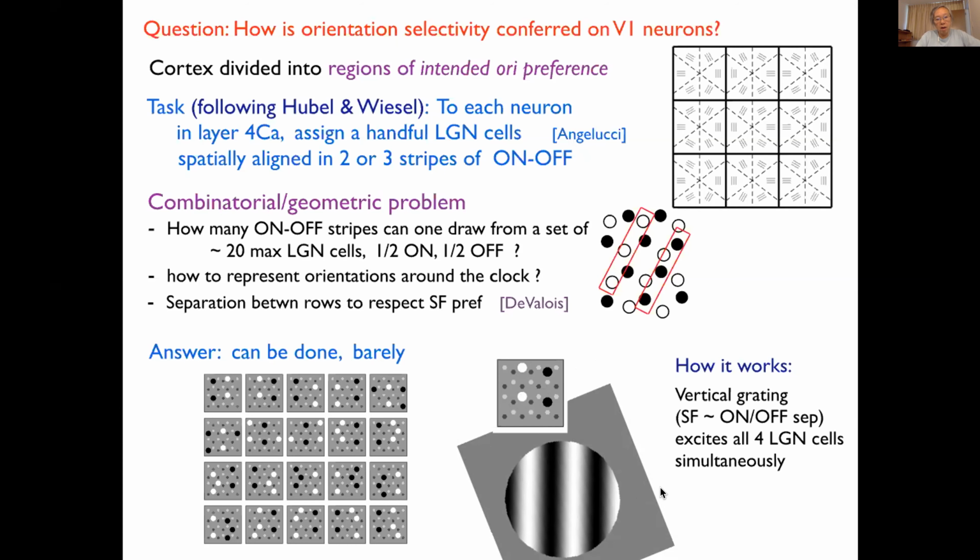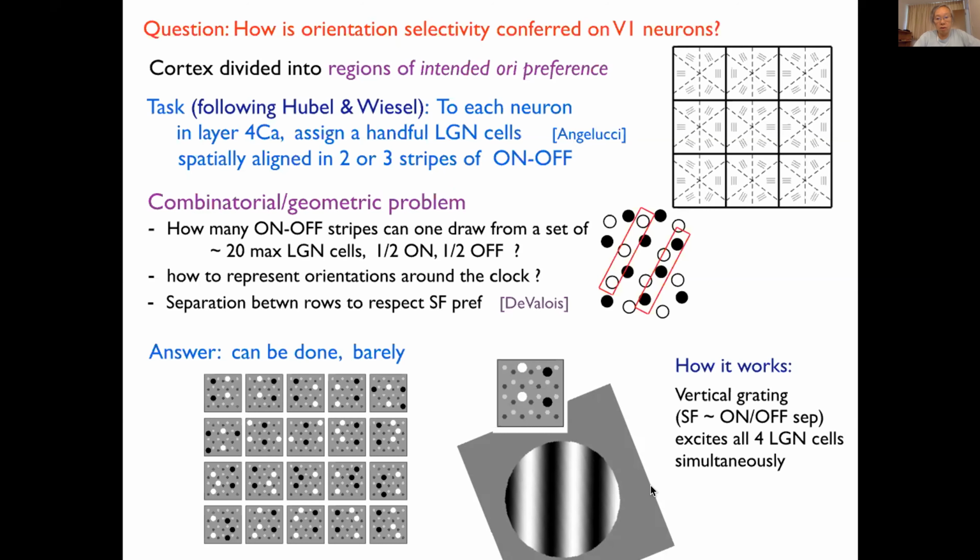If you have a grating that's vertically aligned, I am claiming that a V1 cell connected to these 4 LGN cells will be very sensitive to vertical edges. That's because when a vertical grating comes, imagine it's coming from right to left like this, if the spatial frequency of the grating matches the distance between the on and off rows, there will come a time when the on cells are very happy because they see white, and the off cells are very happy. So all 4 cells are very happy and they spike together. And when all of the LGN cells spike together, it's very powerful. It sends a very strong signal to cortex.